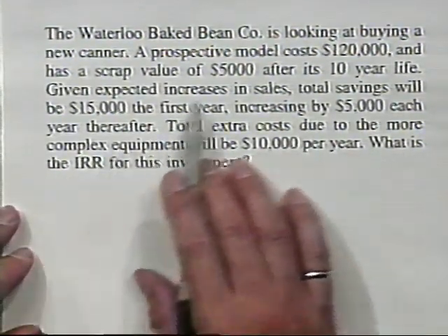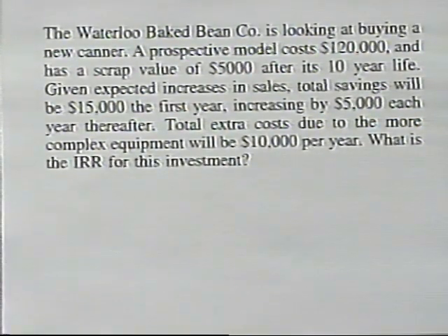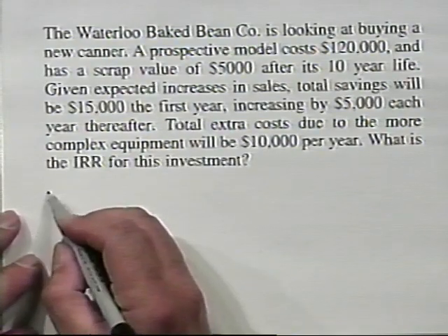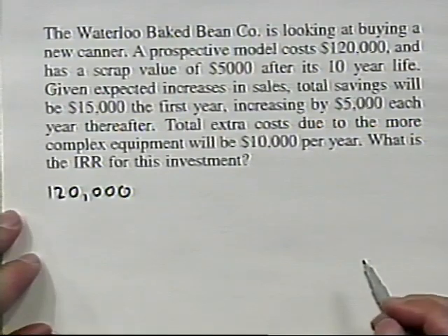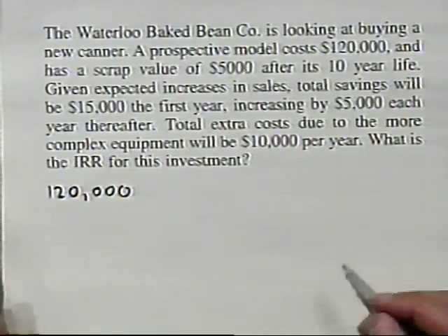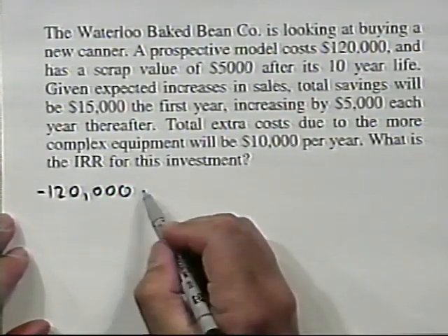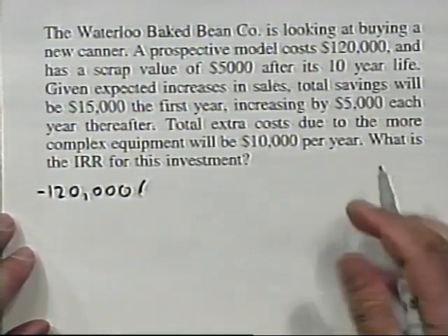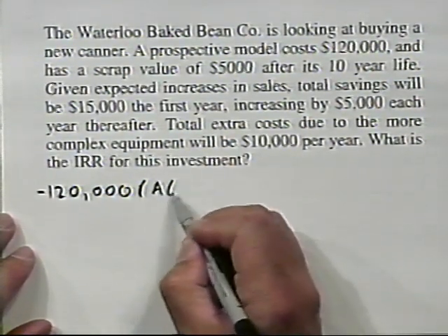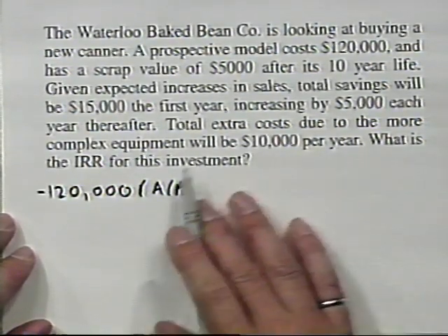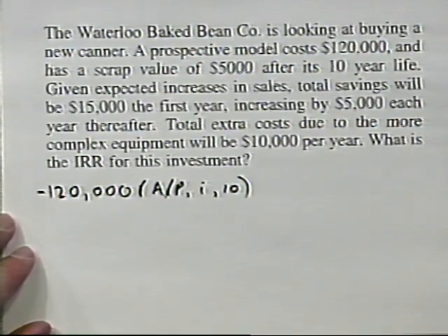So we just need to list these things out, one at a time, and we get our equation to solve. For example, we've got the $120,000 first cost. We'll make cost negative, so that'll be a minus 120. That's money going out. We'll take that to an annuity over the 10-year life at the unknown interest rate, which is what we're solving for, 10 years. So that's the first cost.